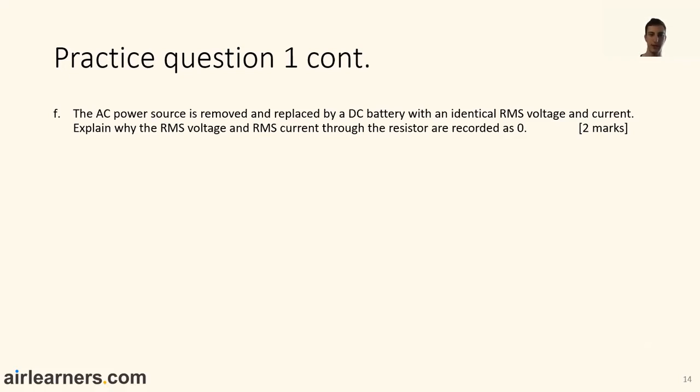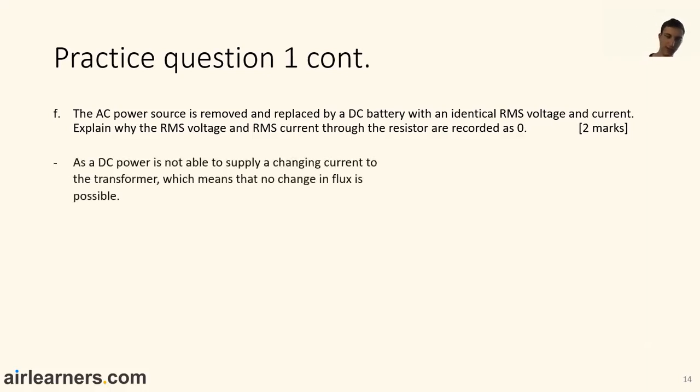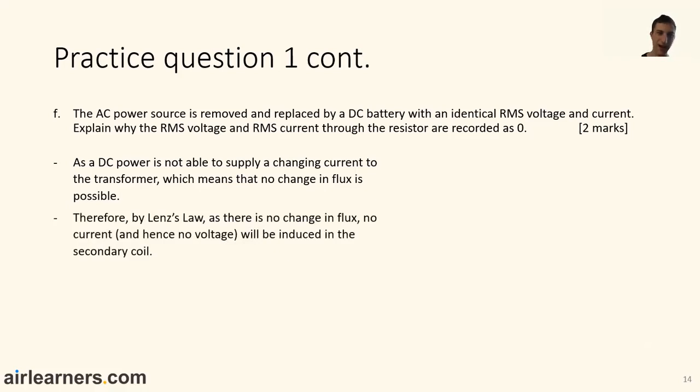All right, now that you have made a good attempt, hopefully, at this question, we'll have a look at the solution. So the first thing that I've said is that a DC power source is not able to supply a change in current to a transformer, there's no change in flux. Apologies for that poorly worded sentence. Anyway, by Lenz's law, there's no change in flux, and therefore there's no current and no voltage induced in that secondary coil.